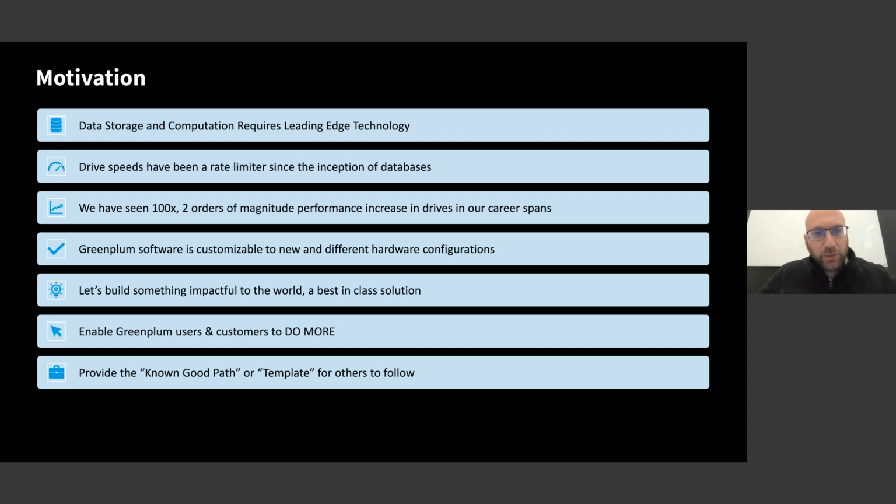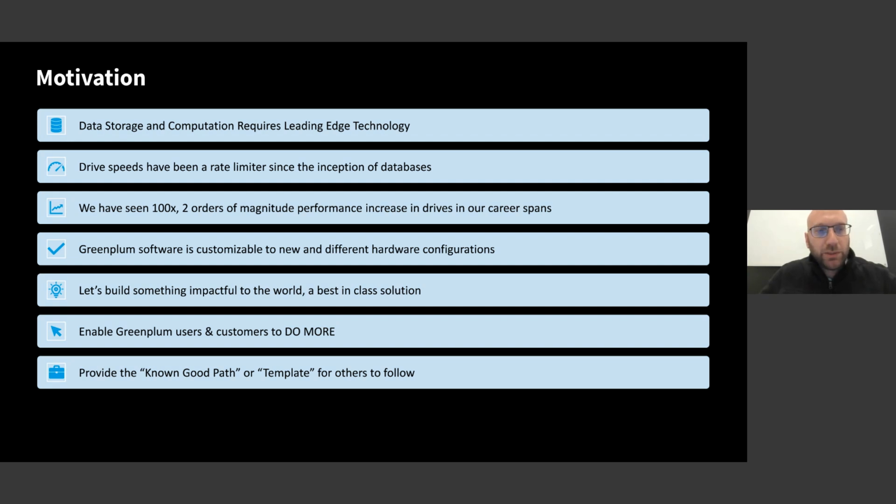over the last 10 to 20 years, we've seen a 100x performance improvement in individual drives. So if you were back in, let's say, 2010, a lot of hard drives were running at 100 megabytes per second of I/O, and we're looking at drives now that are 100 times faster, with 10 gigabytes per second in one drive. So it's crazy fast, and drives have always been the rate limitation when it comes to big data processing, right?